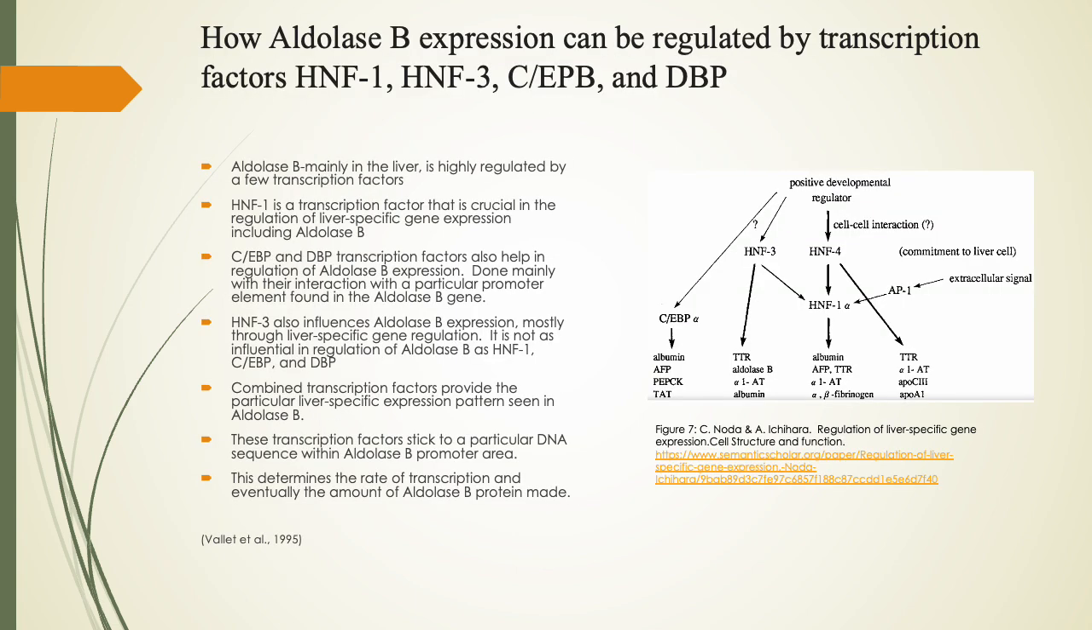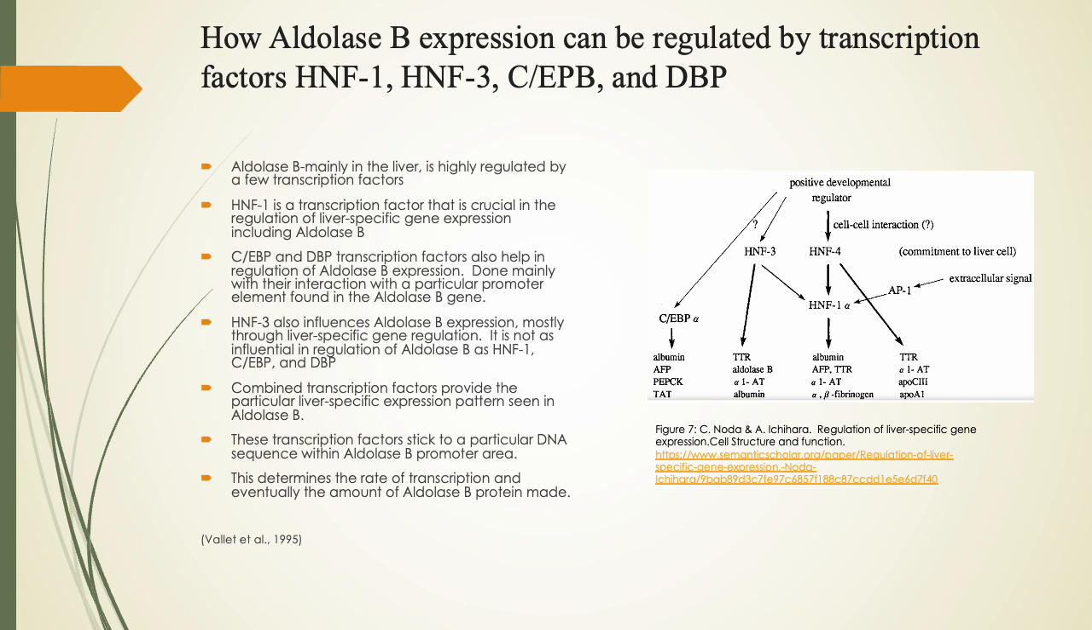Mainly in the liver, aldolase B is highly regulated by a few transcription factors such as hepatocyte nuclear factor 1, HNF1, FOXA, HNF3, CCAAT enhancer binding protein, CEBP, and D binding protein, DBP.